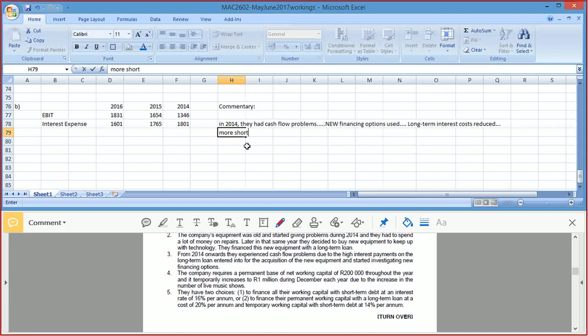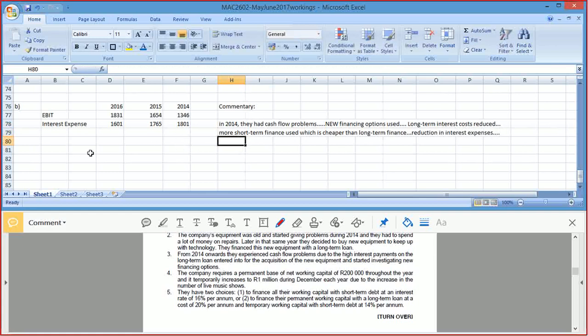So more short-term finance used, which is cheaper than long-term. Reduction in interest costs or interest expenses.